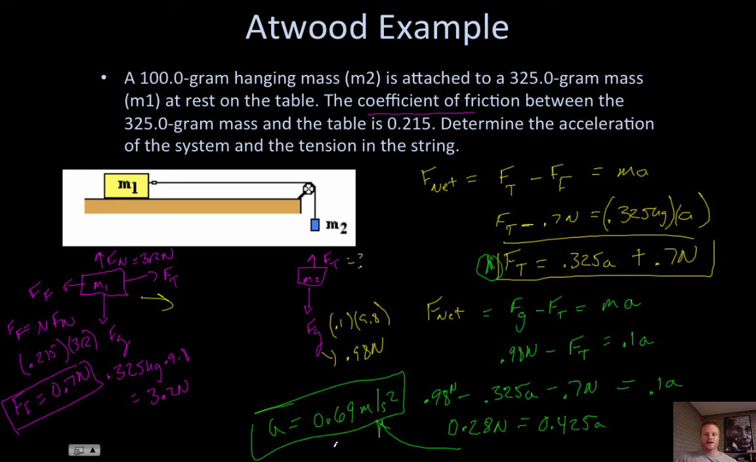All right. Now, that's one part of the problem. Now, what is the tensional force? Well, just find an equation to plug A into, and I'm thinking this one's good right here. If I plug the acceleration into here, I take 0.325 times 0.69 plus 0.7, I get a tensional force, F sub t, of 0.92 newtons.